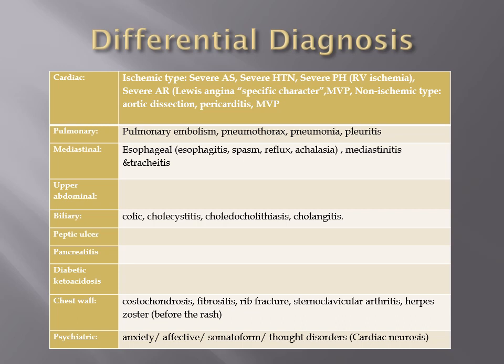Other causes: pulmonary embolism, pneumothorax, pneumonia, and pleurisy; mediastinal and esophageal causes, esophagitis, spasm, reflux, achalasia, mediastinitis, tracheitis; upper abdominal causes such as biliary colic, cholecystitis, cholelithiasis, and cholangitis, peptic ulcer, pancreatitis, diabetic ketoacidosis. Chest wall is the most frequent source of chest pain, particularly in our locality, as in costochondritis, fibrositis, rib fractures, sternoclavicular arthritis, herpes zoster before the rash, and psychiatric disorders such as anxiety, affective, somatoform disorders, or cardiac neurosis. Very important.